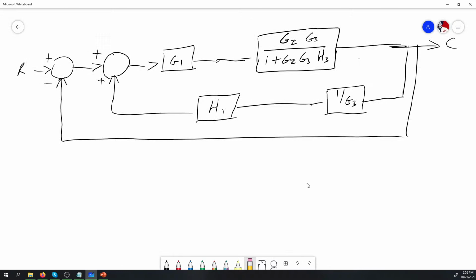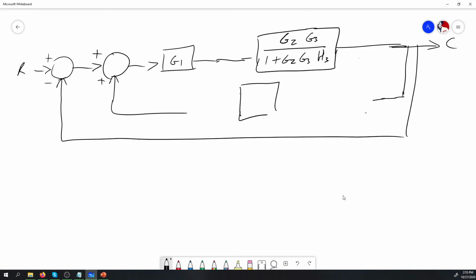Our next step here is that we basically see H1 and G multiplied by 1 and G3 here, so let's just combine these two blocks one time. This will become H1 divided by G3. So the next step here is that we have a positive feedback system where our G blocks here for the forward path is going to be G1 and this G2, G3, 1 plus G2, G3, H3. And our feedback being our H block is going to be H1 and G3.